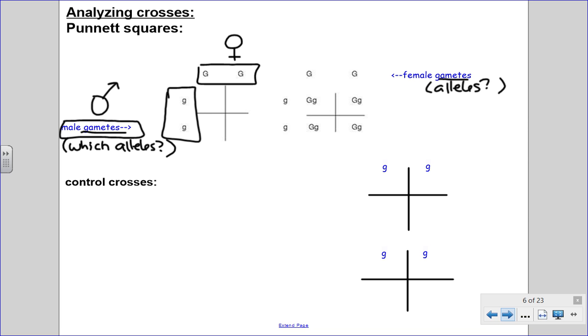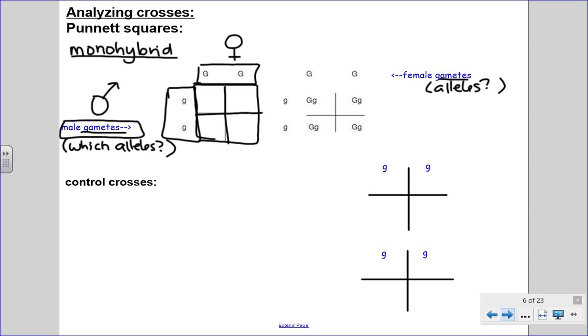Now we are going to start by talking about what is called a monohybrid cross. Mono means one, so we are only going to talk about one trait for now. We'll start talking about two traits at a time in our classes next week. But when we're doing a monohybrid cross, you should have a square that is divided into four.